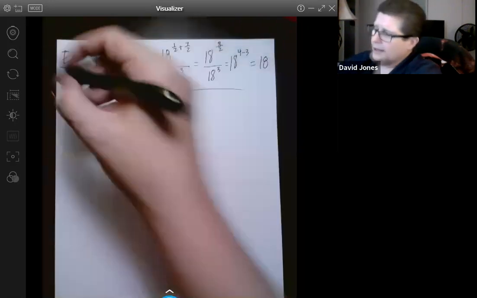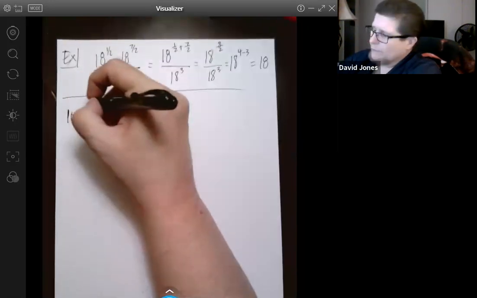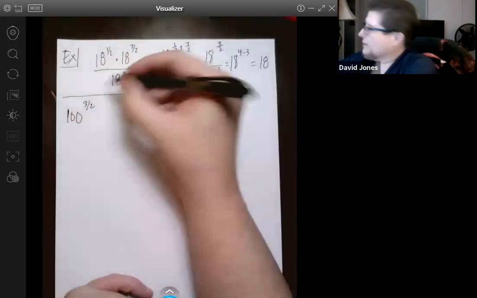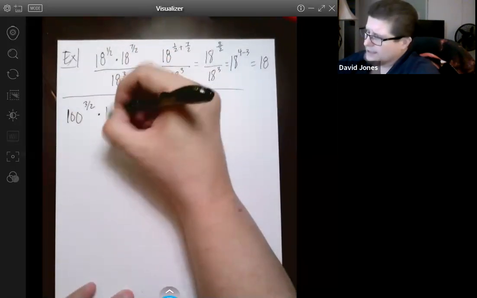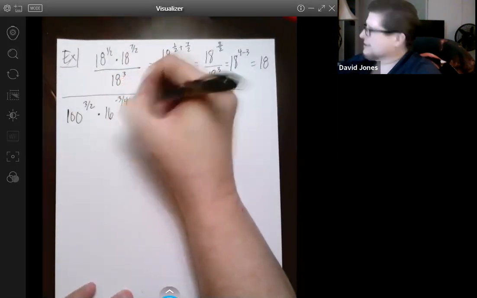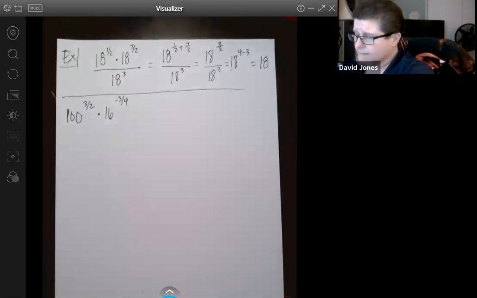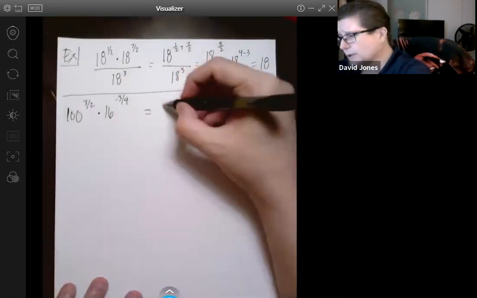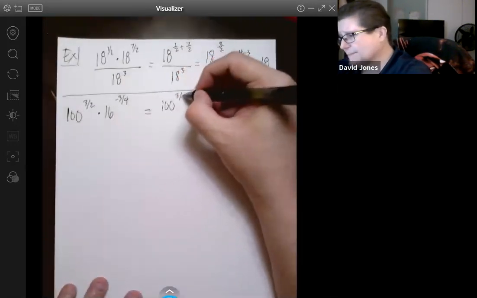Let's kick it up a notch. We'll have different bases here. 100 to the 3/2 times 16 to the -3/4. So let's take a look what happens. I'm going to rewrite that negative exponent as a positive one by moving that base to the bottom.